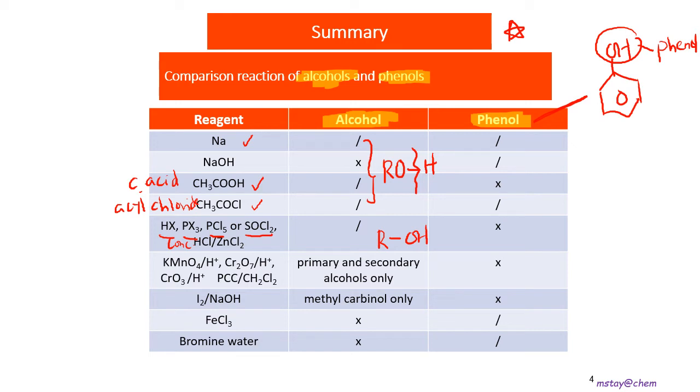So when we see the reagents KMnO4, Cr2O7, CrO3, PCC in CH2Cl2, we know this is oxidation. While when we see I2 in NaOH, this is the iodoform test. So basically all these reactions can be carried out by alcohol. Only we need to remark over here, alcohol cannot react with the NaOH. Not all the reactions carried out by alcohol will be carried out by phenol, so that's why we have to alert here.